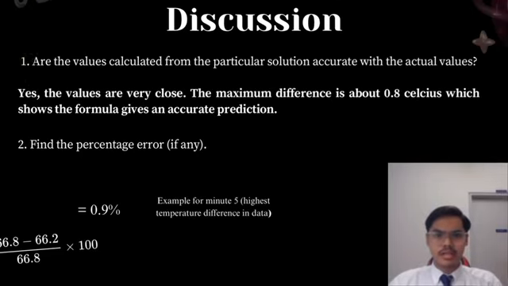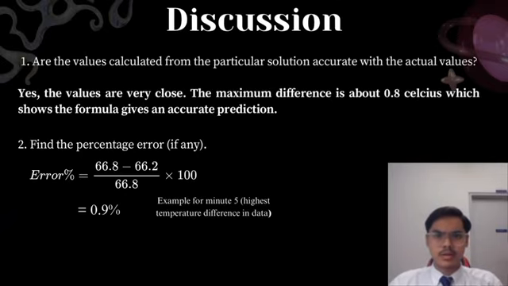To check if the formula is accurate, I compare the calculated values with the actual temperature readings. The biggest difference was only about 0.8 degrees Celsius, so the model is quite reliable. Then I calculate the percentage error using this formula, and I get 0.9%.